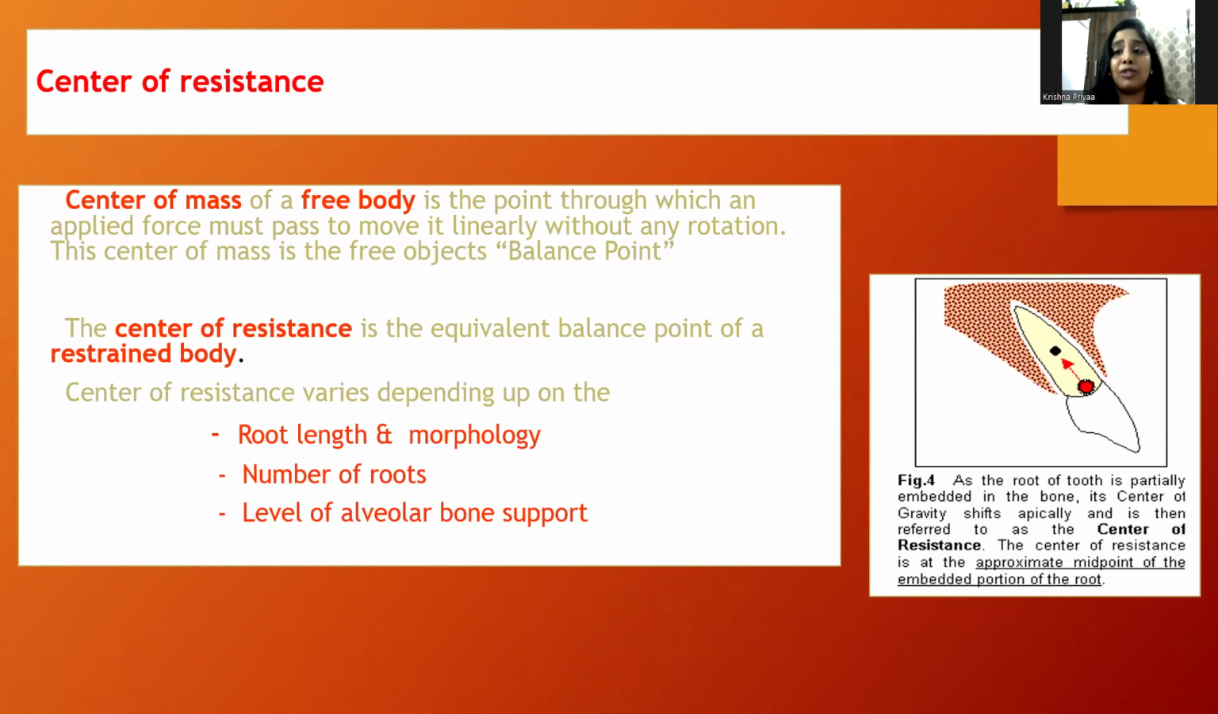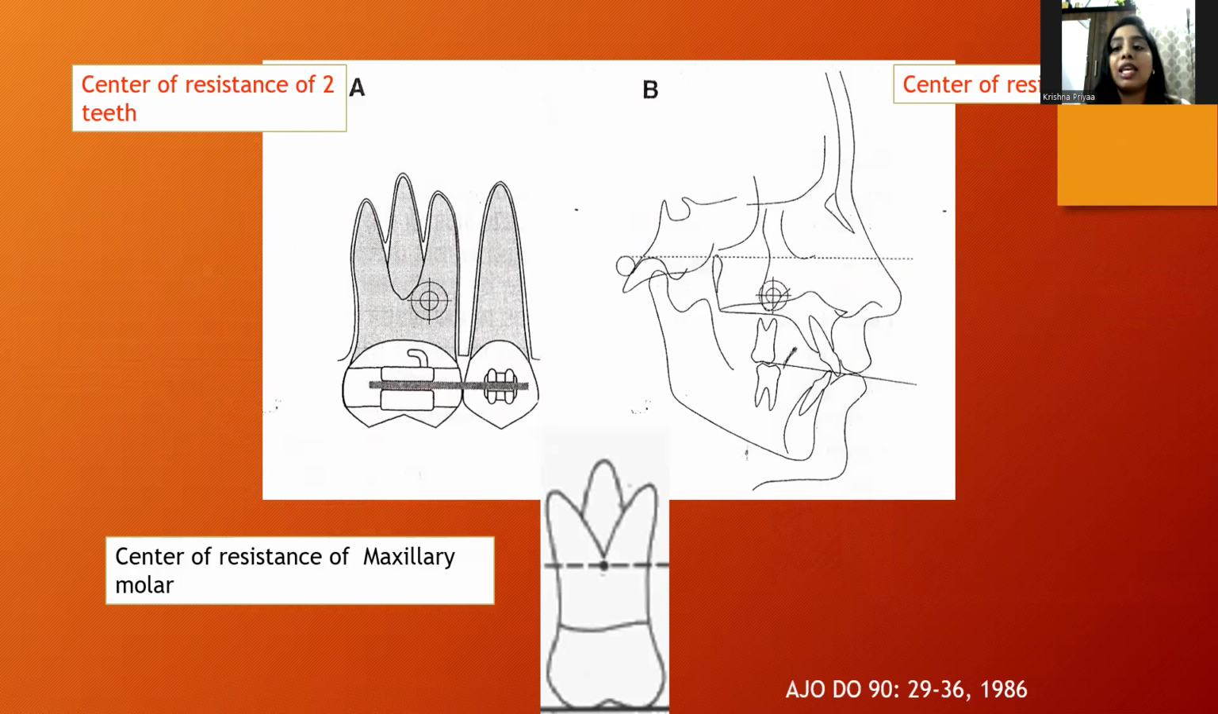And it depends on a lot of things, like what is the size of the tooth and how it is made, what are the number of roots in it, and what is the bone support of the tooth. So a lot of things are dependent on finding out the center of resistance for any given tooth. Let us take this example. For this particular tooth, the center of resistance may be somewhere here, correct?